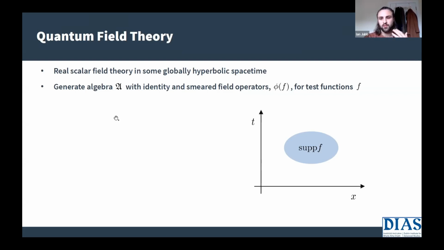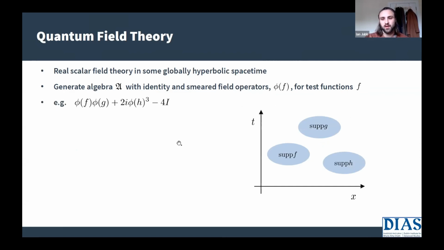Just to give you some background info that a lot of you will already be very familiar with, we're going to generate the algebra of observables or of operators with the identity and these smeared field operators, which you can think of as just integrating what's usually called the field operator phi of x against some test function f, a test function being a smooth function that's compactly supported in space and time. So for example, with lots of different test functions, f, g, and h here, you could think about their smeared field operators, and you could construct something like this through some complex combinations of them, as well as the identity here. So these are the kind of things that are in our algebra of observables.